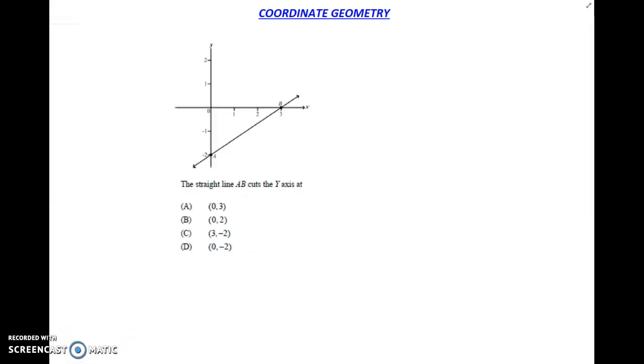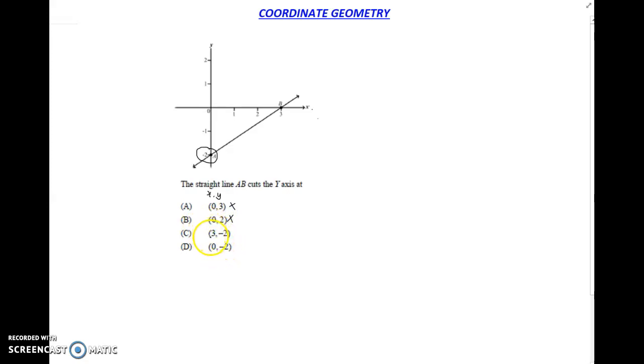For this question here, it says the straight line AB cuts the y-axis at. Now, here we have your straight line AB. Again, you need to know what your y-axis is. Your y-axis is up here, the vertical line. Here's the x-axis, the horizontal line. So the straight line cuts the y-axis at where? At this part here where it passes through -2. But they want to know the coordinates. You see how they have x and y values here? Remember, your first number is your x and the second is your y. Now, we know our y value is -2. So that already narrows it down and tells us A is not the answer and B is not the answer because my y value has to be -2.